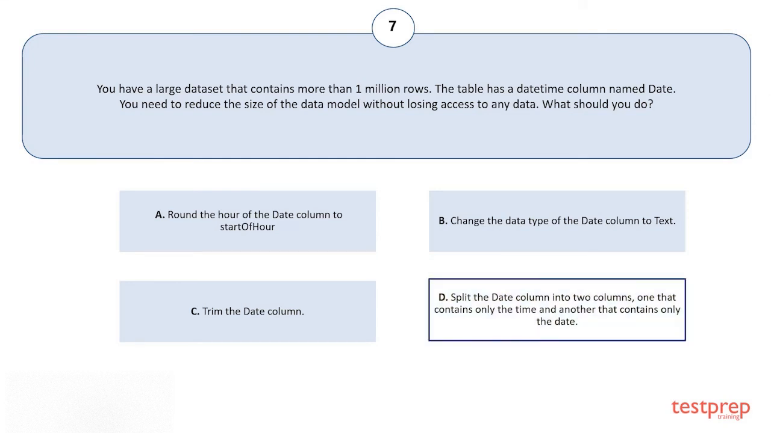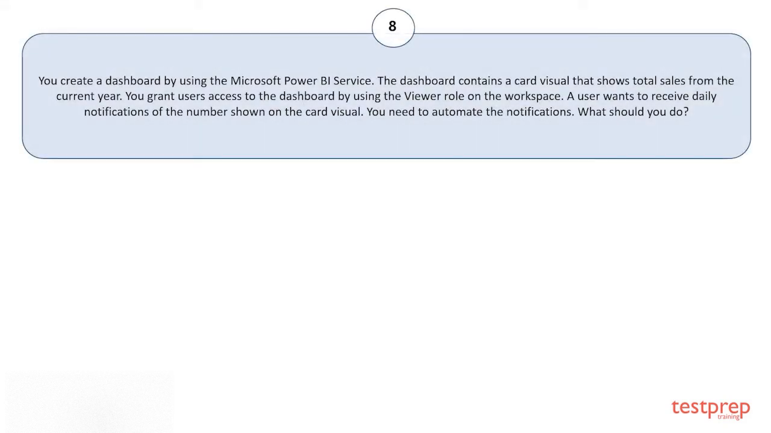option D. You create a dashboard by using the Microsoft Power BI service. The dashboard contains a card visual that shows total sales from the current year. You grant users access to the dashboard by using the viewer role on the workspace. A user wants to receive daily notifications of the number shown on the card visual. You need to automate the notifications. What should you do?